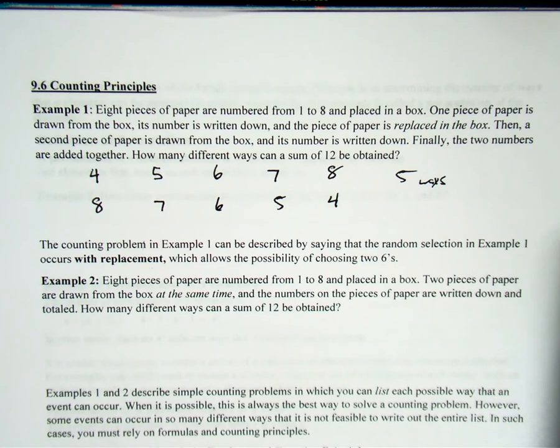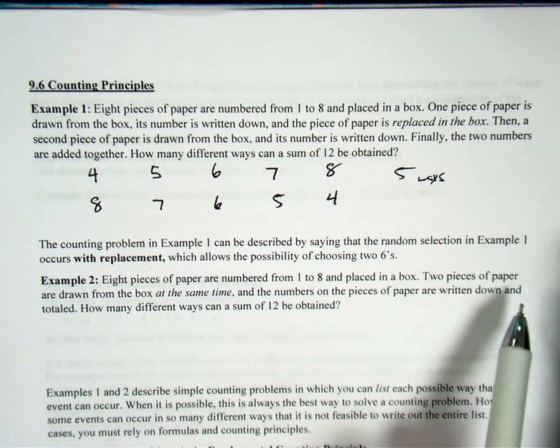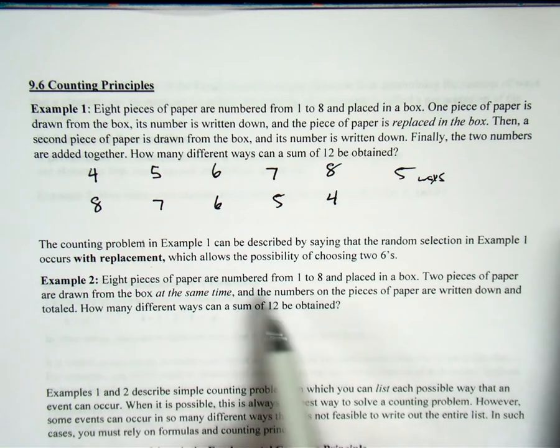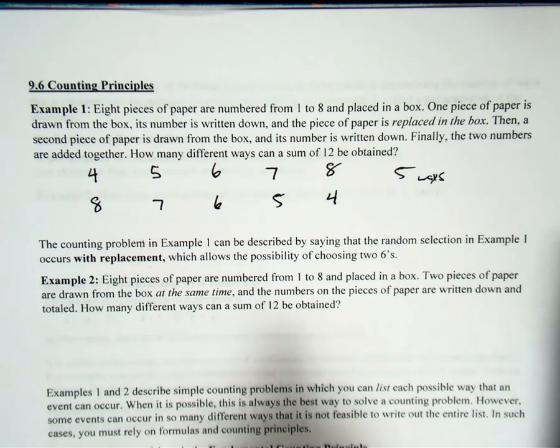Now look at example 2. 8 pieces of paper, numbered 1 through 8, placed in a box. 2 pieces of paper are drawn at the same time. Okay, the numbers are written down on a piece of paper and totaled up. How many different ways now can we get a 12? If we're reaching in and grabbing both pieces of paper at the same time.